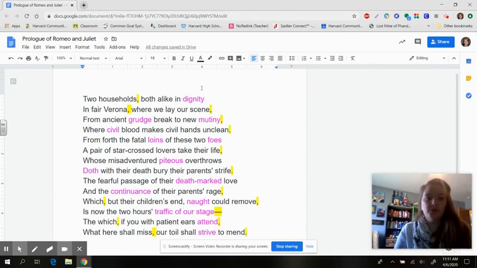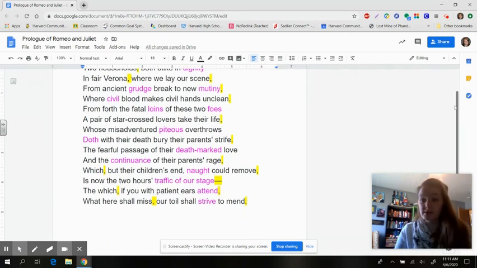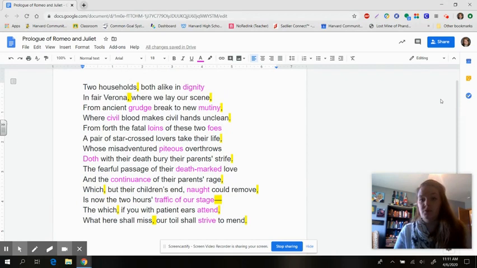So what we want to do now is move into paraphrasing and figuring out what's actually going on with this language. We're going to go through the first sentence, which is the first 4 lines of the poem, and take the Shakespearean English and turn it into more modern English so we have a clear idea of what's going on.